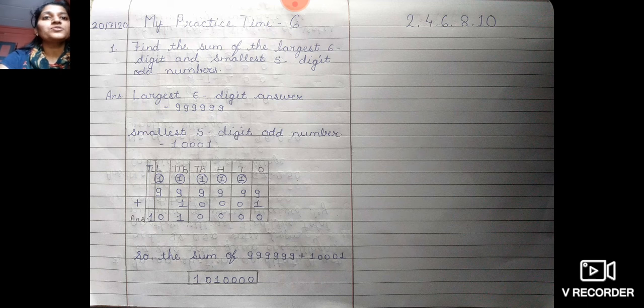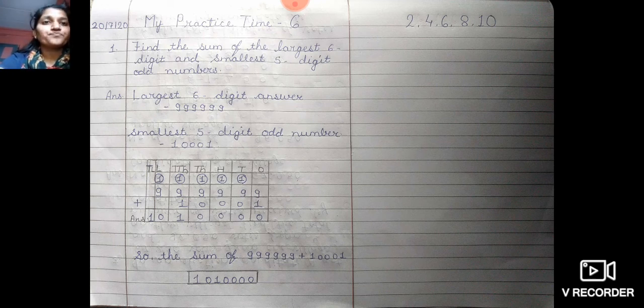Then we are going to add them, as we have to find their sum. So here, students, the largest 6-digit number will be 9,99,999. As we all know that 9 is the biggest odd number. The 6-digit number will be this only, 9,99,999. Now, students, the smallest 5-digit odd number will be 10,001.